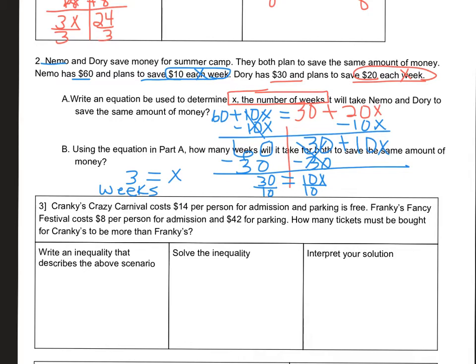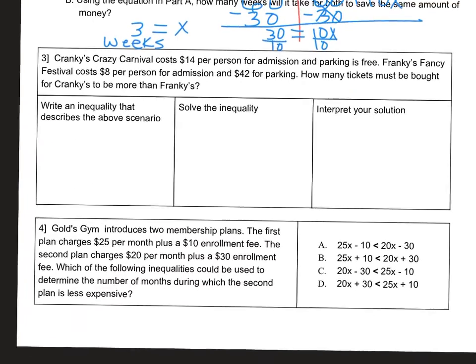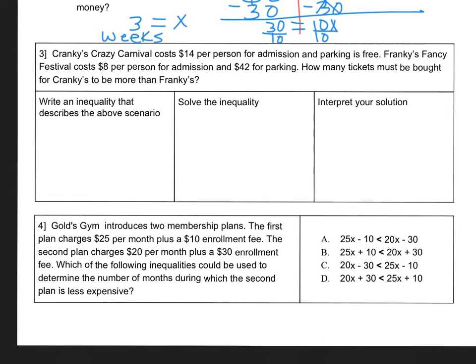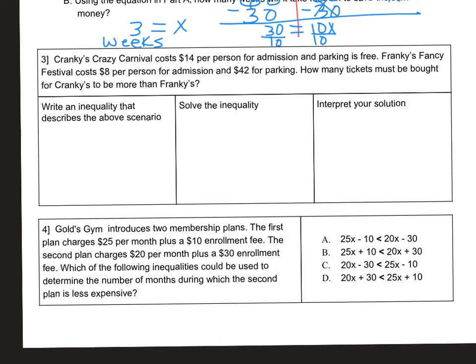Okay, now let's do a little bit of inequalities. Same idea, the only thing that's going to change is we're not dealing with an equation, we're dealing with a comparison here. Okay, so let's think about the following situation. Cranky's Crazy Carnival costs $14 a person for admission and parking's free. Frankie's Fancy Festival is costing $8 per person for admission and $42 for parking. Whoa, they are steep on the parking.